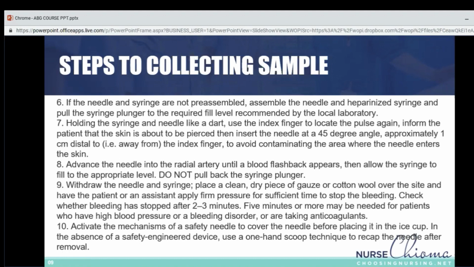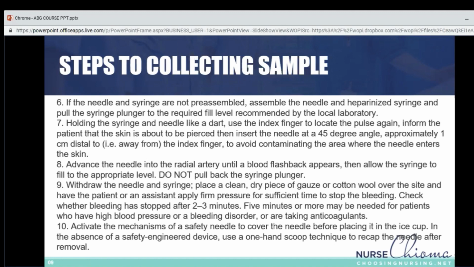So now that you've got the flashback, the container where you're collecting the blood should be filling, and you don't need to pull back on the syringe plunger. You're going to withdraw the needle and the syringe. You're going to place a clean, dry piece of gauze or cotton wool over the site and have the patient or an assistant apply firm pressure for sufficient time to stop the bleeding. Check whether the bleeding has stopped after 2 to 3 minutes, which it should at that point.